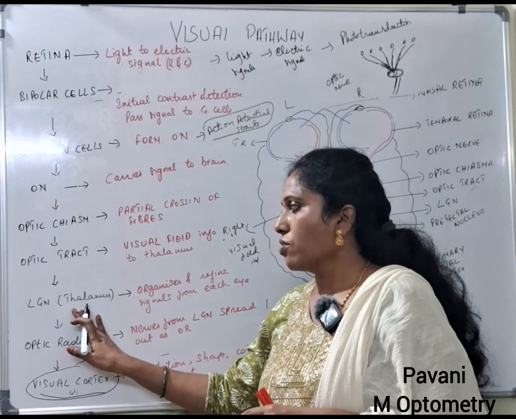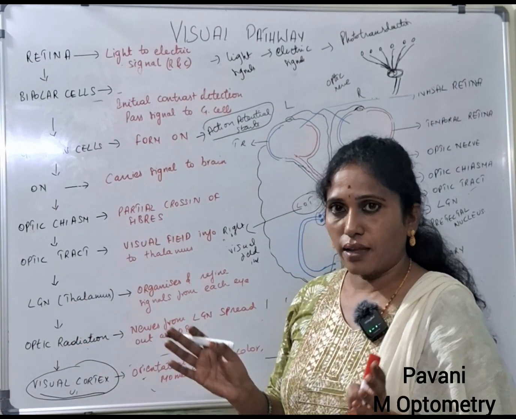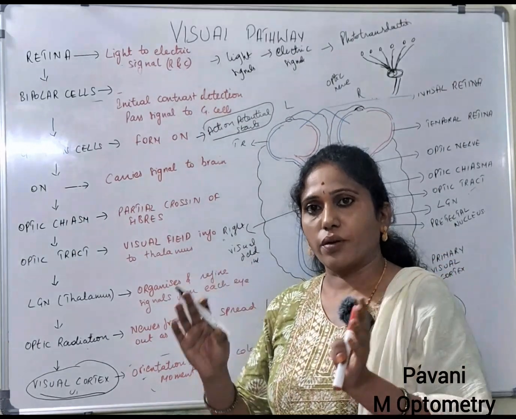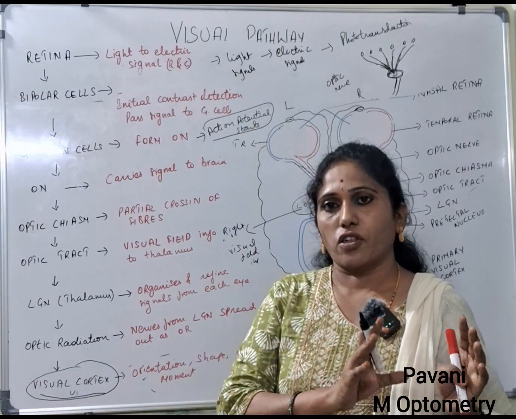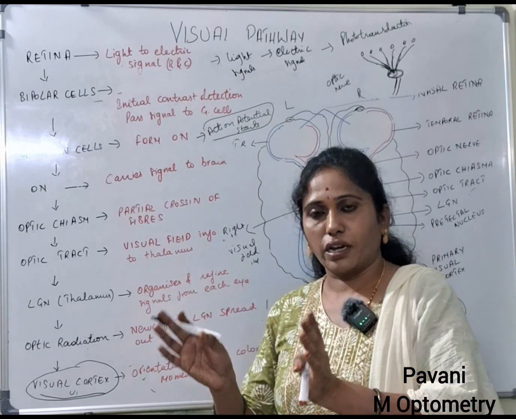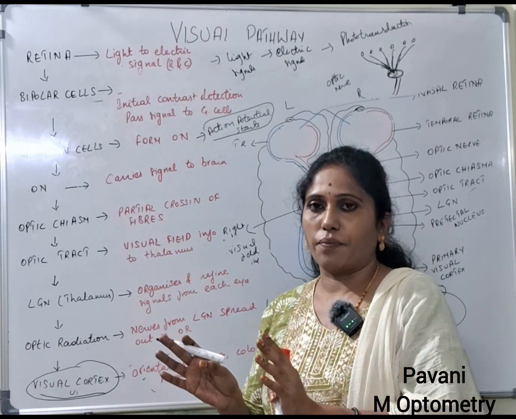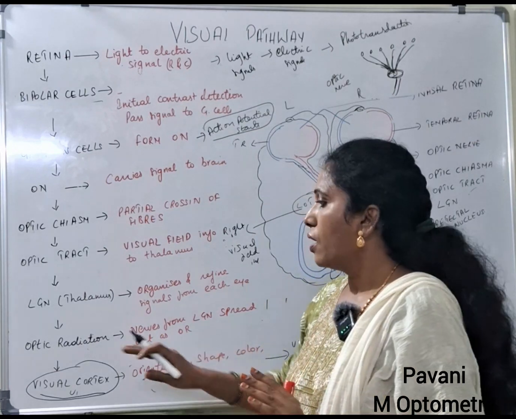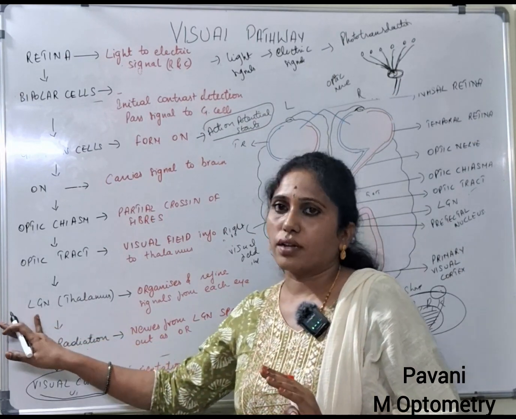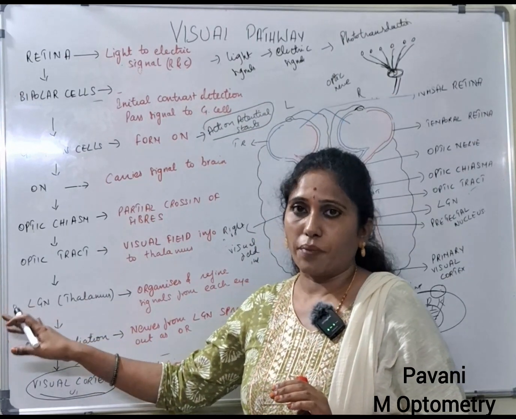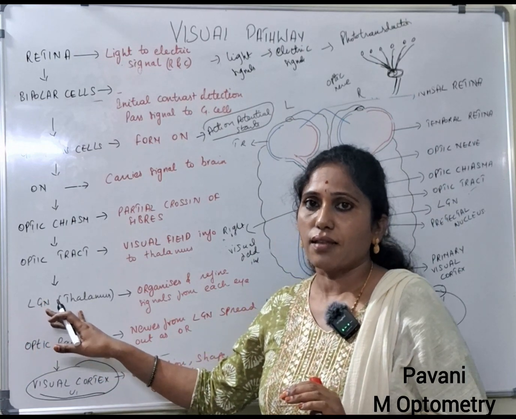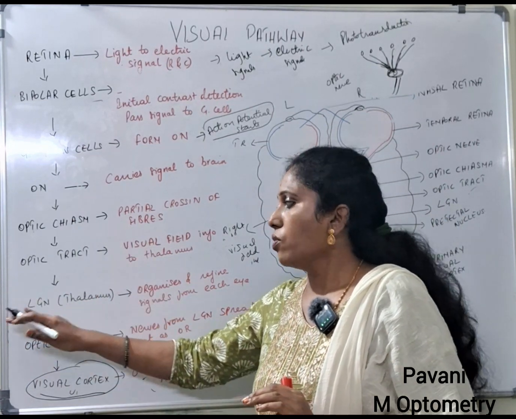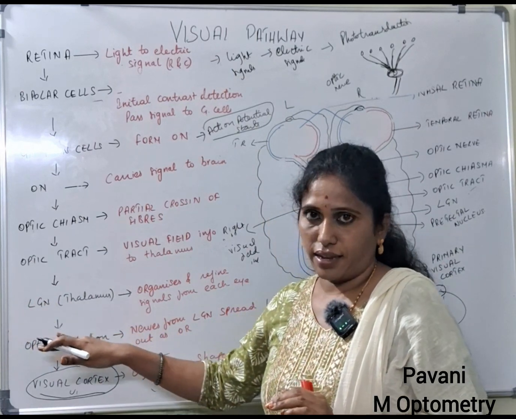This is the place where it organizes neatly the information coming from the right eye and the left eye. That means right eye information will be kept separately and left eye information will be kept separately, based on the size, shape, and motion of the object. How does it keep them separately? Because it contains different types of cells called P cells, M cells and K cells. Each cell has its different function. Those cells are arranged in 6 layers.